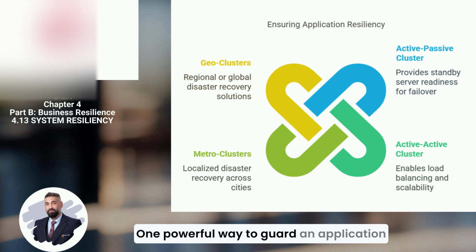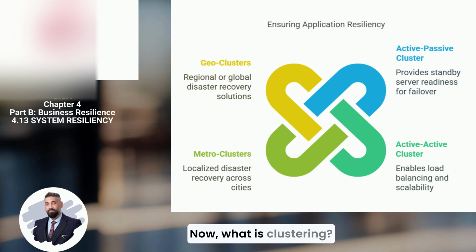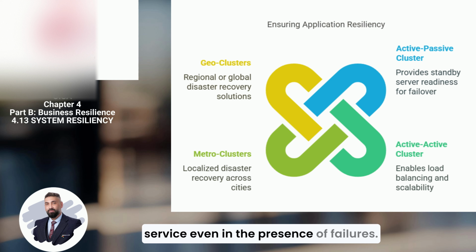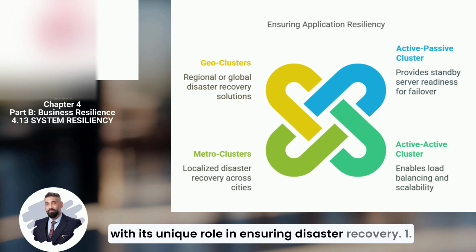One powerful way to guard an application against disaster is by using clustering. Now, what is clustering? You can think of it as a team of tightly connected servers that work together to ensure uninterrupted service, even in the presence of failures. There are two main types of clusters, each with its unique role in ensuring disaster recovery.